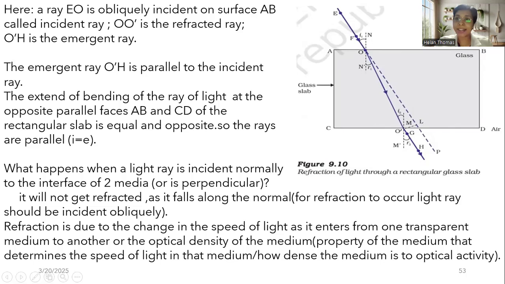And about optical density, the denser the medium, which means the molecules are closely packed, the less it will allow the light to easily pass through. So if the optical density is more, the speed of light will be less.